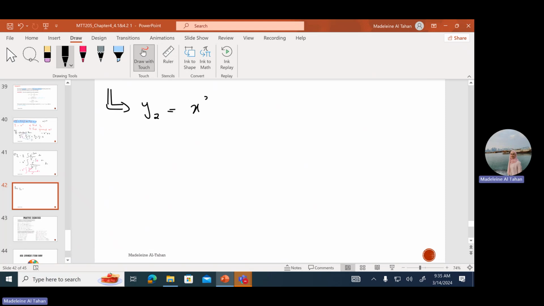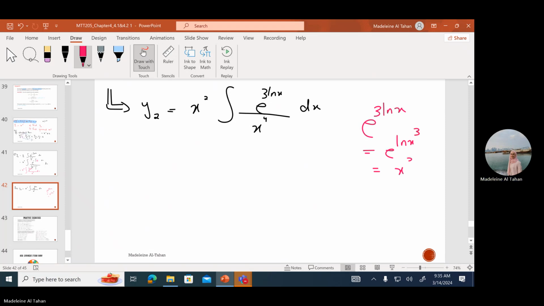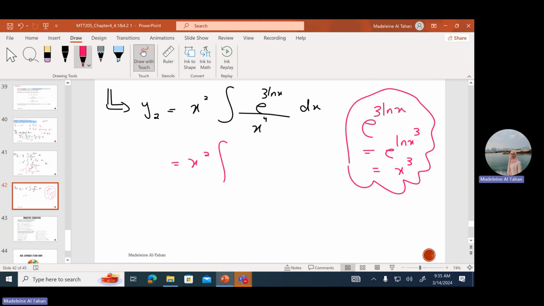Y2 is equal to x squared e to the 3 ln x. I did not put the absolute value because x is positive. Okay, miss? Now e and ln x, we will not keep them together. We will try to simplify it a little bit. Do we still remember how we write it before? So apply it here. What would that be? X squared, x cubed over x squared dx. So we will get x squared times 1 over x dx.